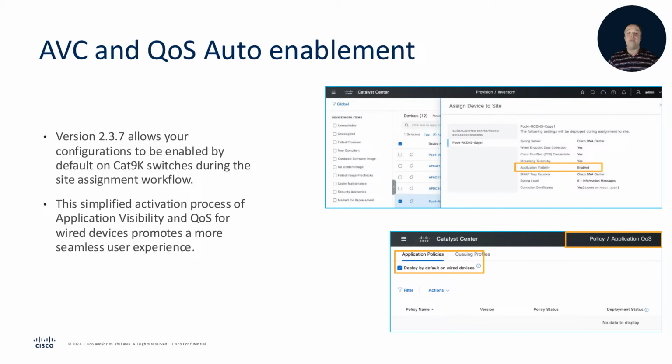All right, so AVC and QoS auto enablement. So we've worked to simplify the setup for application visibility and QoS on the wired devices. When you're onboarding them through plug and play or assigning them to a site, the features will actually automatically activate if they're enabled for those sites. Before, the configuration had several steps, and we worked to streamline it within the site assignment process for Cat9Ks. So this should enhance your experience and make enabling the application data and policies more efficient.